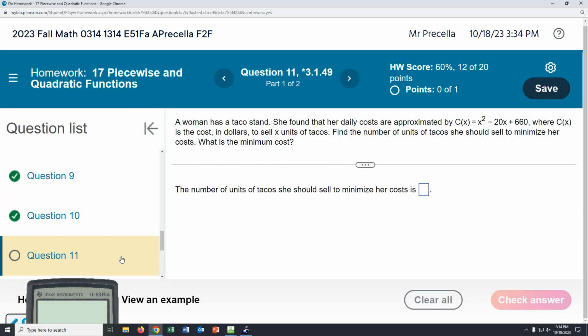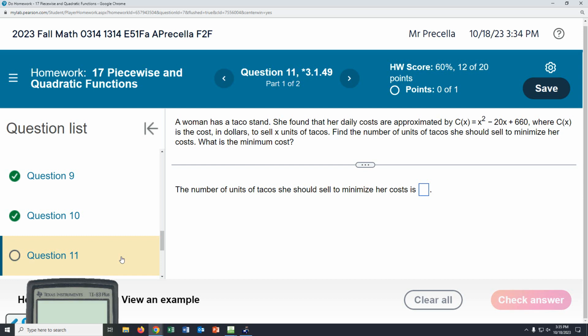Now, number 11. A woman owns a taco stand. She found that her daily costs are approximated by c of x equals x squared minus 20x plus 660, where c of x is the cost in dollars to sell x units of tacos. Find the number of units of tacos she should sell to minimize her costs. What is the minimum cost? I've got to write down a little bit here. Okay, this is number 11.